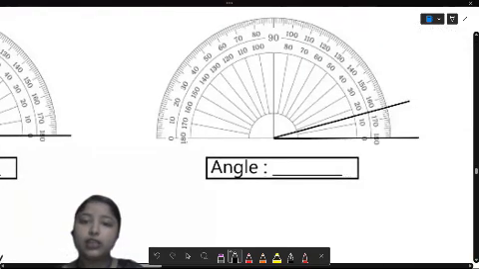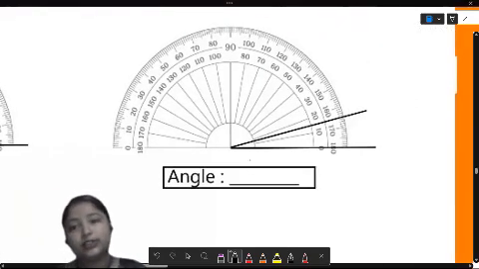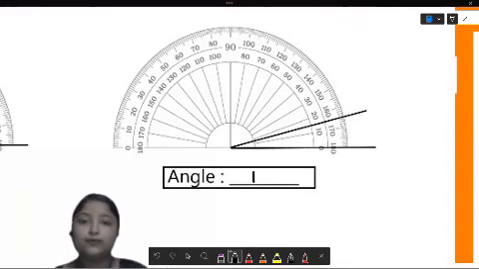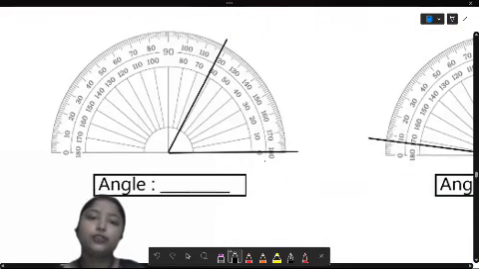Now this one is exactly between 10 and 20, so that makes it 15. So it's a 15-degree angle. Let's move on to the next.